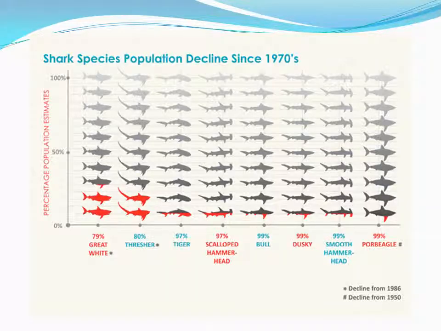This is a graph of the shark species population decline since the 1970s. And as you can see, there are not very many sharks left. Great whites are the most abundant, and hammerheads, porbeagles, those being the least abundant in the oceans now. This is a very, very big problem, as we will see coming up in the future slides. But this graph basically just gives a good visual on how many sharks really have been taken out of the environment faster than they can replace themselves.